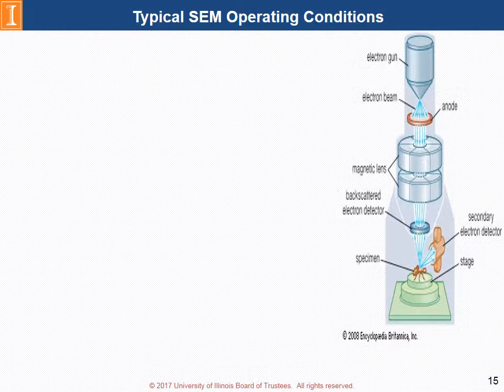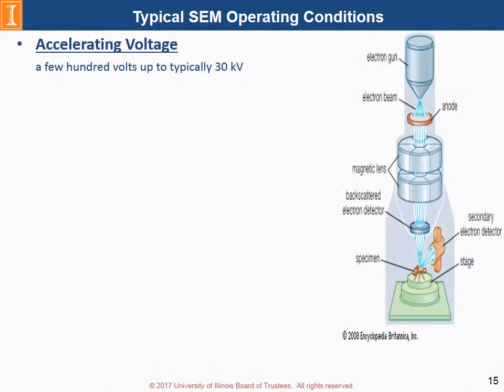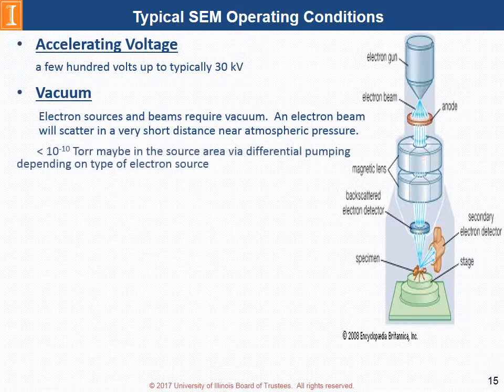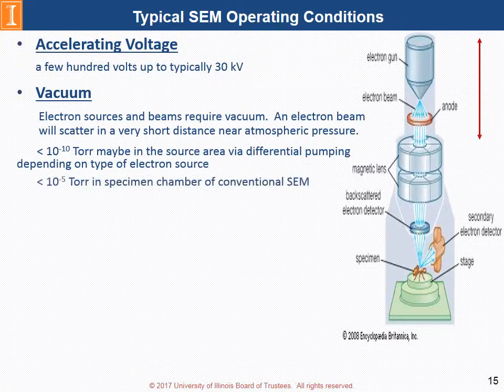Typical SEM operating conditions. Accelerating voltage, usually a few hundred volts up to 30 kV. Vacuum. The vacuum is not uniform inside the SEM. The highest vacuum is in the gun area. It can reach close to 10 to the minus 10 torr. The specimen chamber vacuum is lower, but will still be close to 10 to the minus 5 torr in a conventional SEM.